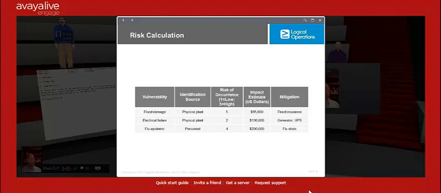So again, on the test, you're not going to have to do any form of real complex math, but you're going to have to figure out things to that degree of complexity. So your SLE times your ARO, that's going to give you your ALE, your annual loss expectancy. Okay. A little bit more on that when we get into some additional calculations in another chapter. But again, that's the planning.